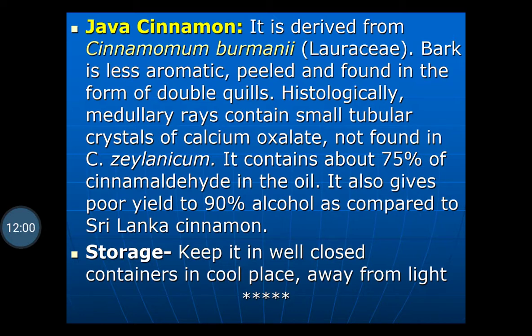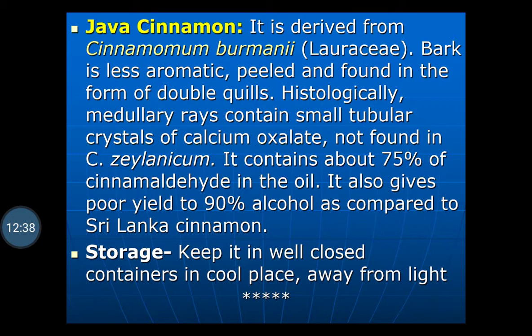Java cinnamon is also used for adulteration. It is derived from Cinnamomum burmanni belonging to family Lauraceae. Bark is less aromatic, pale, and found in the form of double quills. Histologically, medullary rays contain small tubular crystals of calcium oxalate, not found in Cinnamomum zeylanicum. It contains about 75% of cinnamaldehyde in the oil. It also gives a poor yield to 90% alcohol as compared to the Sri Lankan cinnamon.